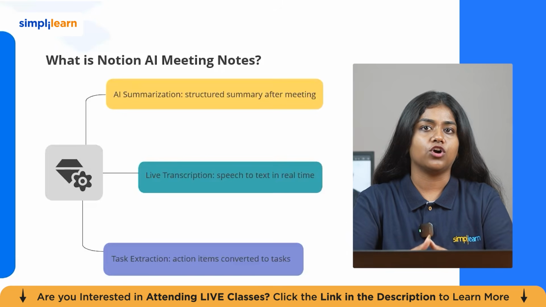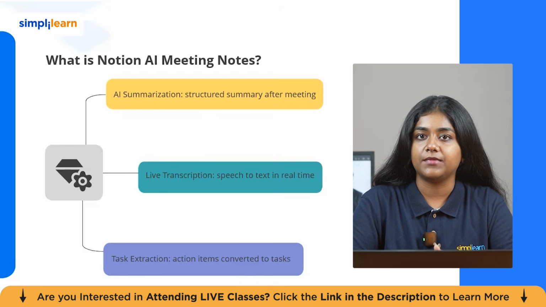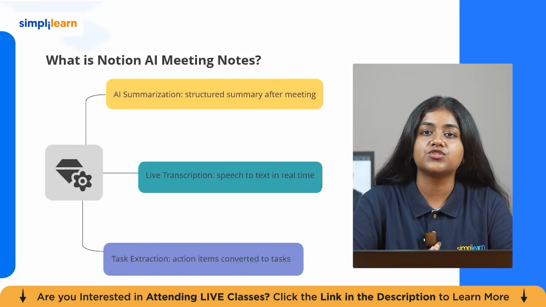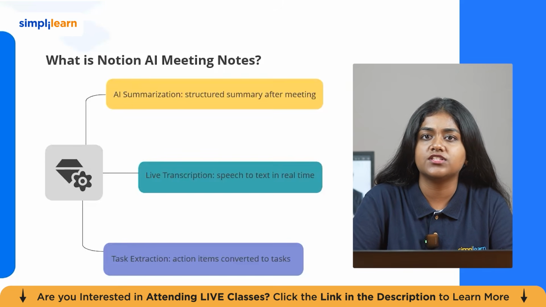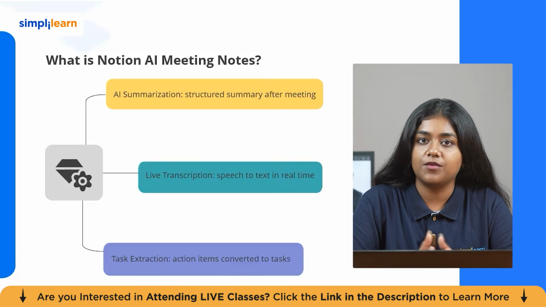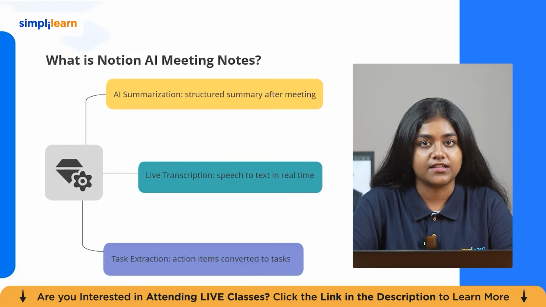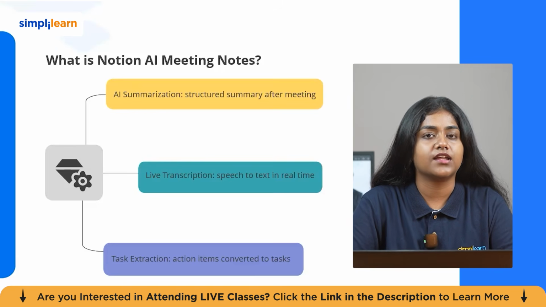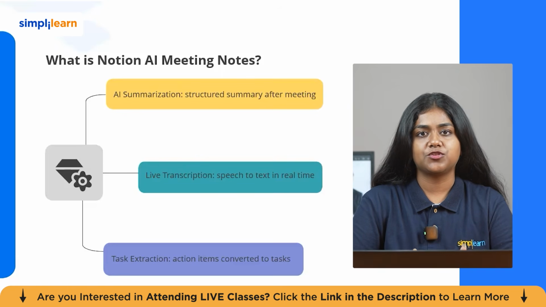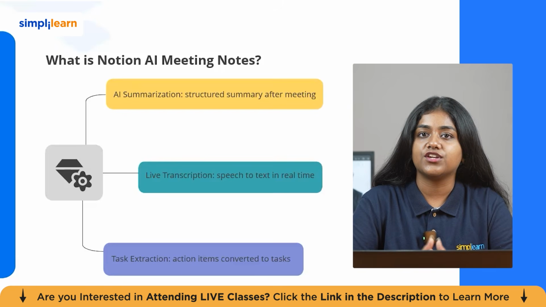This feature has three core components working together. The first one is live transcription, which converts everything spoken in the meeting into text in real time using your device microphone. Second is AI summarization, which reads the full transcript and generates a structured summary after the meeting ends. Third is task extraction, which identifies all the action items from the transcript and converts them into structured tasks with owners, deadlines, and priorities. These three components working together create a complete meeting-to-action pipeline. You walk into a meeting, start transcription, have the meeting naturally, and walk out with a professional summary and complete task list, all generated automatically.